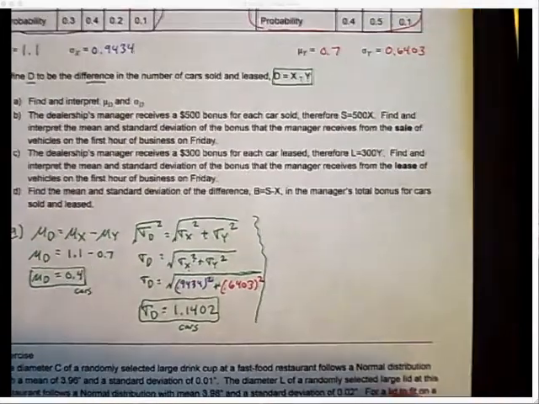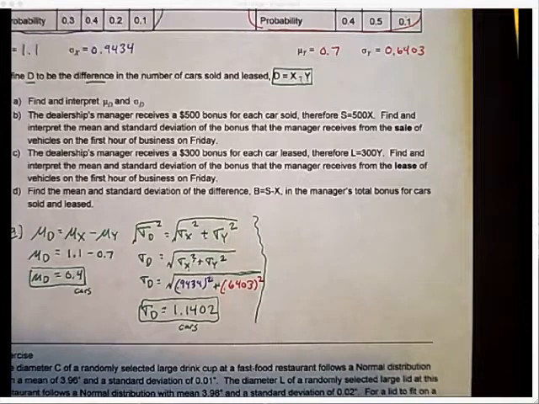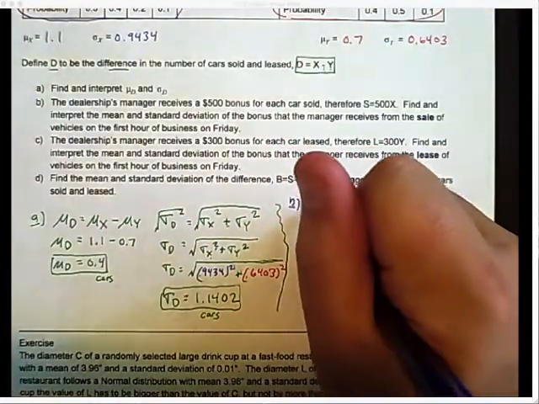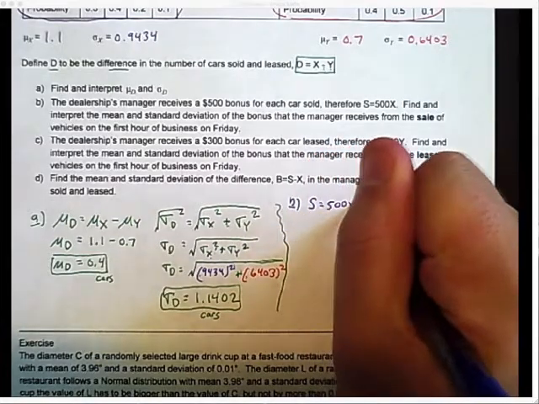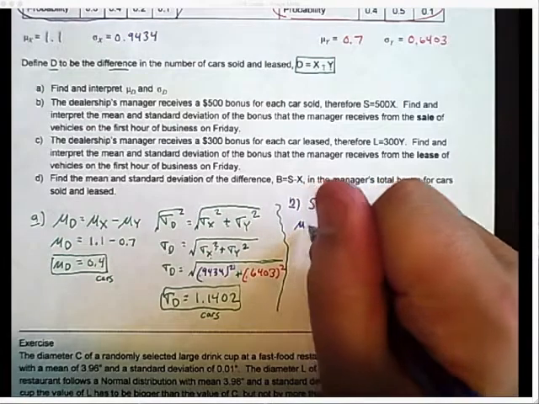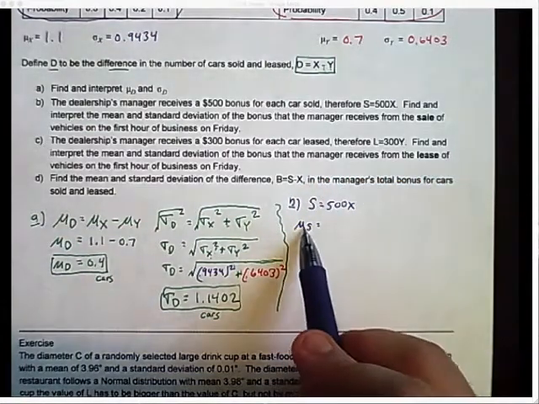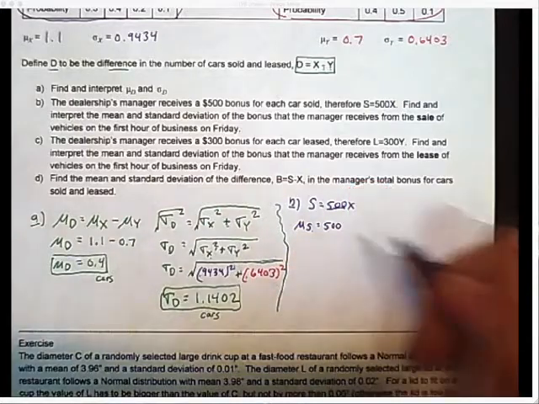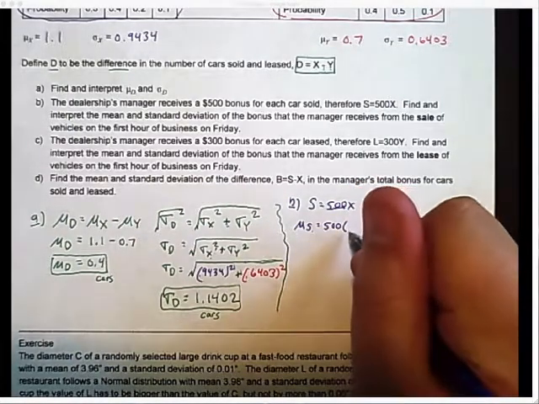Part B. It says the dealership's manager receives a $500 bonus for each car sold. Therefore, S equals 500x. Find and interpret the mean and standard deviation of the bonus that the manager receives from the sale of vehicles on the first hour of business on Friday. So here they tell us in part B that S equals 500x. So what they want me to do is find mu of S. What's the mean amount of bonus from sales? Well, when you're multiplying x by 500, that's also going to affect the mean by 500. So we're going to take 500 times mu of x.